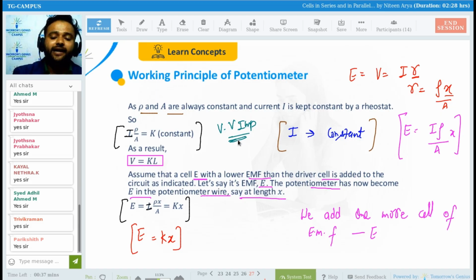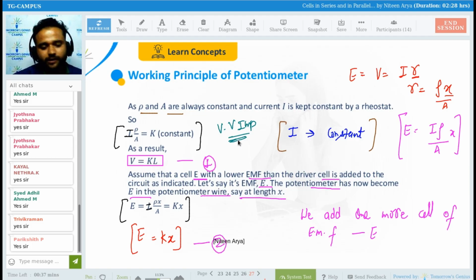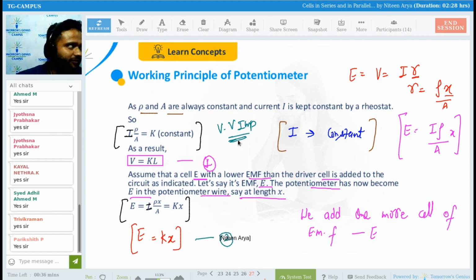So V equals KL, and then I use the same analogy for the cell also. V equals KL, you can write it down as equation 1. E equals Kx, you can write it down as equation 2. I can choose another color to make it more visible. This is okay. Is this clear till now, everyone? I am just correlating my potential with the length L and my EMF with the length X. Nothing more than that I'm doing. Okay.